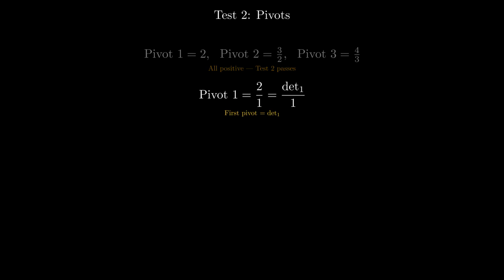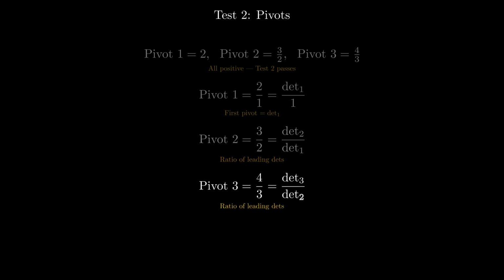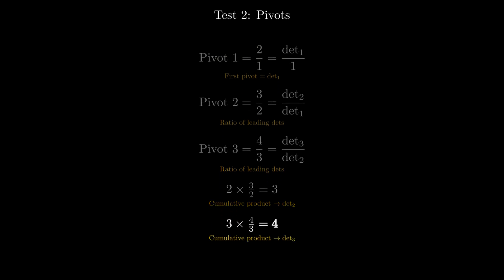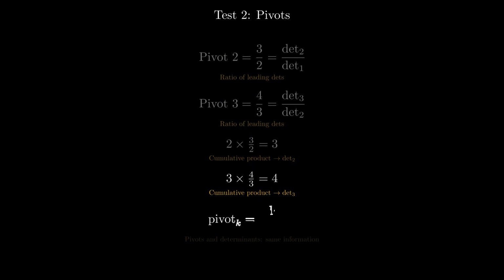Now look closer. The first pivot is 2/1. The second pivot is 3/2. The third pivot is 4/3. Each pivot is the ratio of consecutive leading determinants. And if we multiply them back together, 2 times 3/2 equals 3, and 3 times 4/3 equals 4. The pivots and the determinants encode the same information from 2 different angles. This isn't coincidence. It's the structure of elimination.